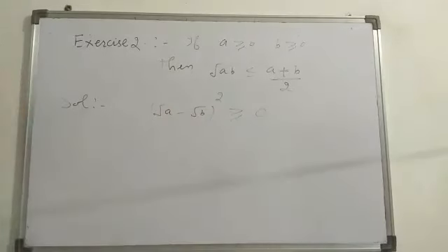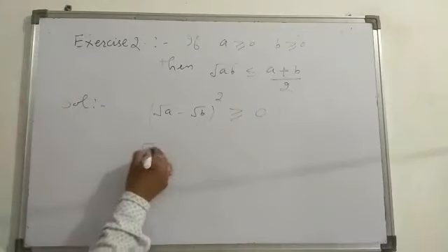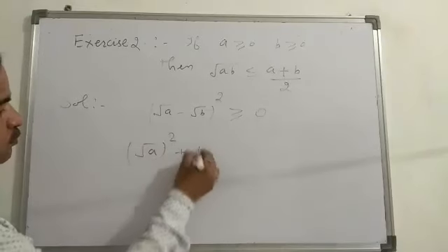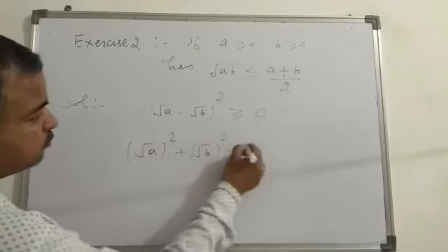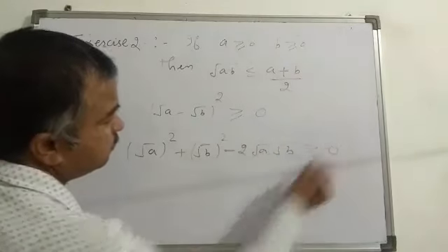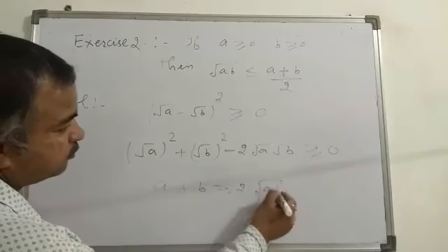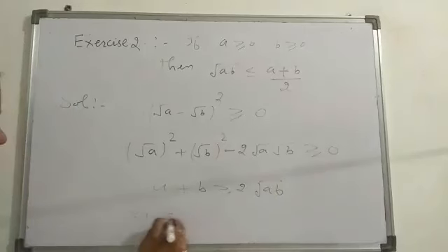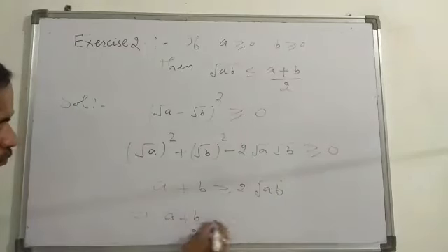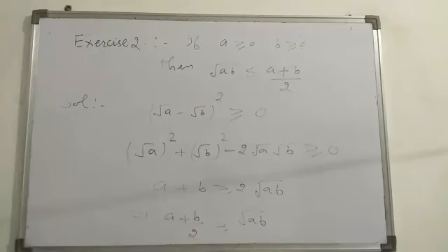Because the square of a real number cannot be negative, so expanding, so this is the result, that is under root of ab is less than or equal to a plus b upon 2.